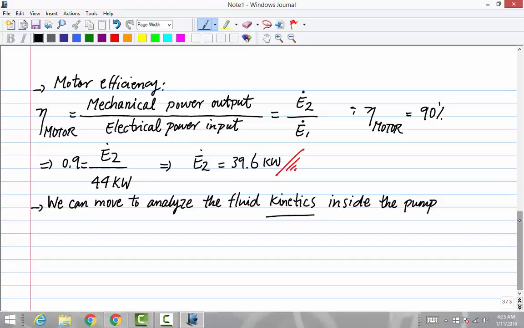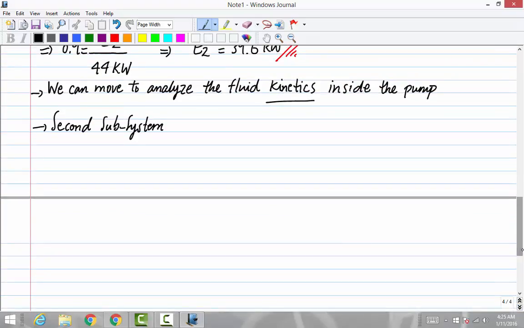Anyway, so now we need to define a new system, right? So here is the second subsystem, which is the pump. But I'm not going to talk about the pump physically. I'm going to talk about whatever is inside the pump. So I'd call that the pump case content, right? Which is the water flow.